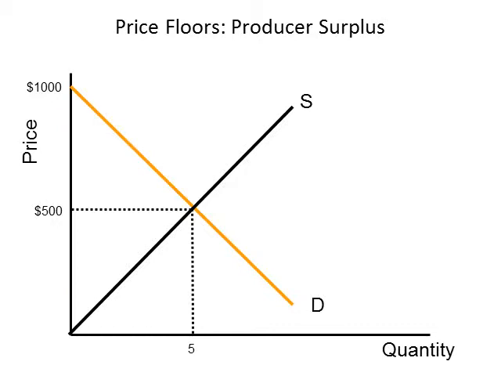The demand curve is downward sloping, and the supply curve is upward sloping. We're going to assume that the supply curve crosses the demand curve at an equilibrium price of $500 and a quantity of 5 TVs.